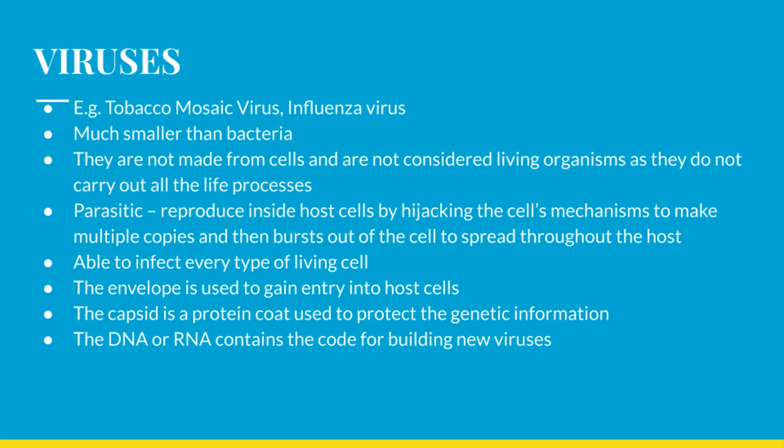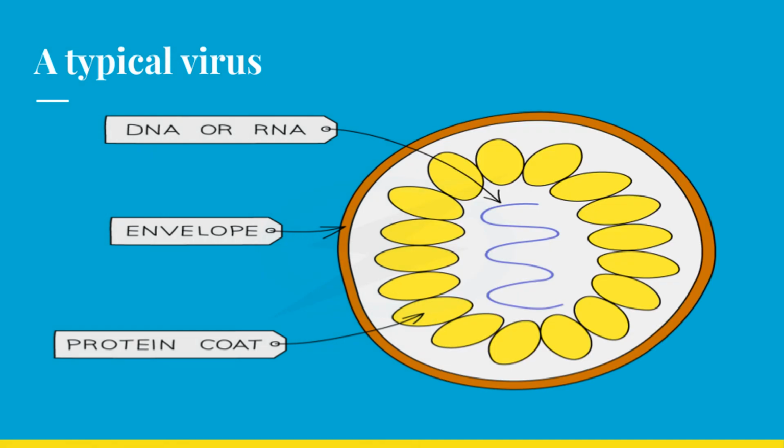Viruses are parasitic, meaning that they reproduce inside host cells by hijacking the cell's mechanism to make multiple copies and then burst out of the cell to spread throughout the host. They are able to infect every type of living cell. The envelope is used to gain entry into host cells. The capsid is a protein coat used to protect the genetic information. The DNA or RNA contains the code for building new viruses.